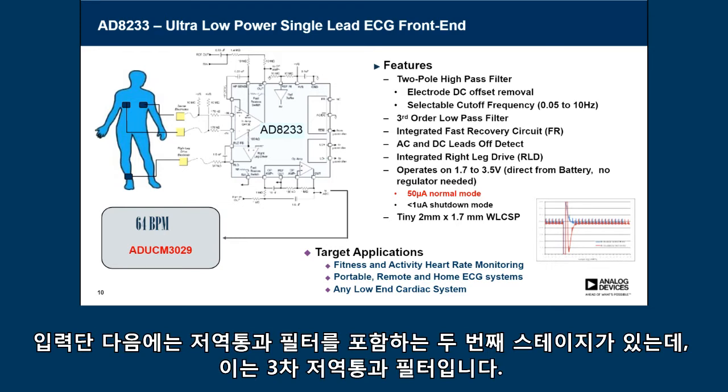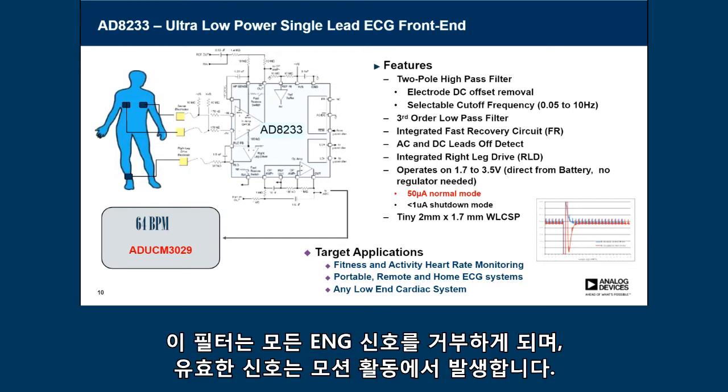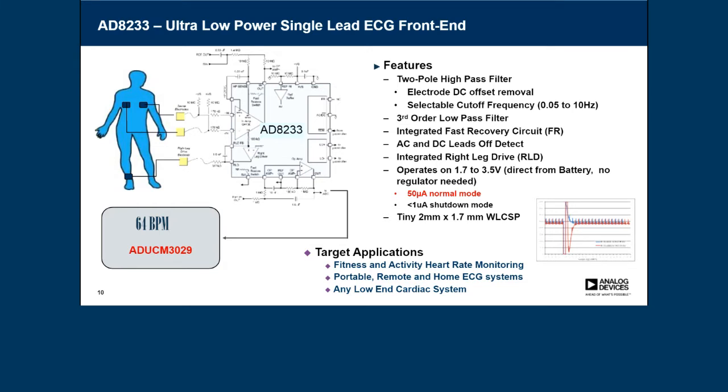After the input stage there's a second stage which includes a low pass filter. This is a third order low pass filter, and that filter is included to reject all EMG signals, so signals that in fact are coming from motion activity.